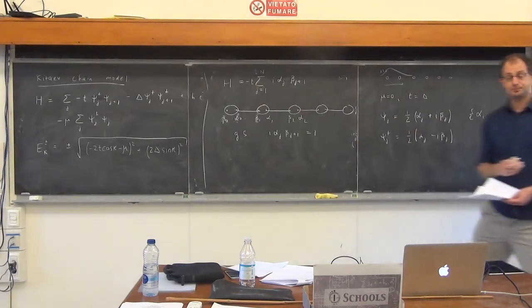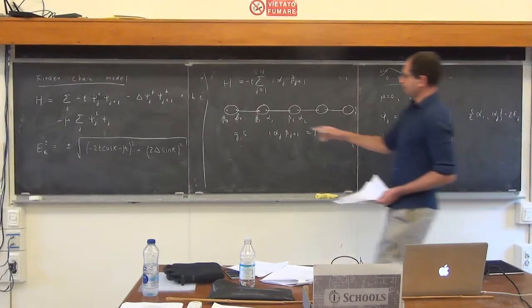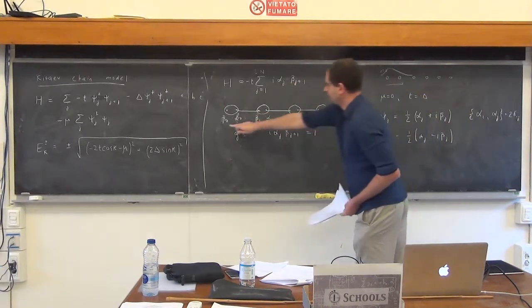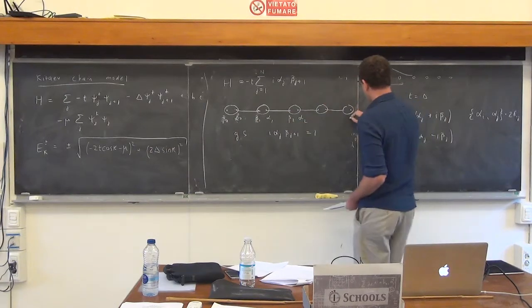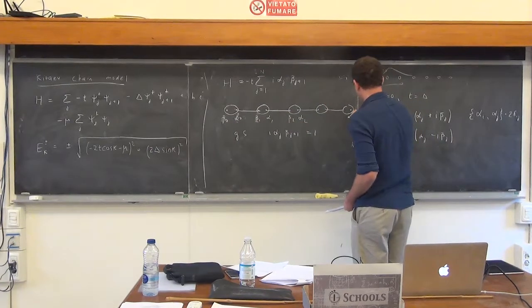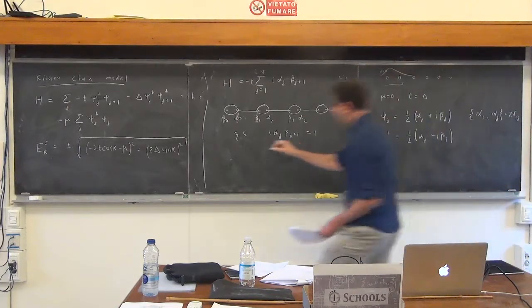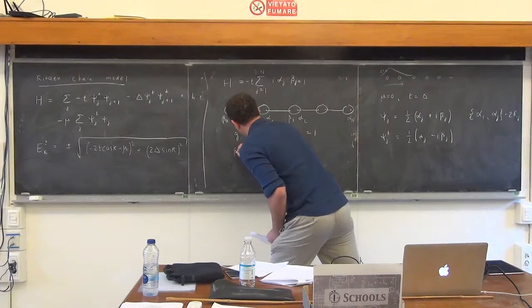That's the ground state. And you notice that there are 2 operators that never appear in the Hamiltonian. There's a beta naught, and there's the last alpha n. So these 2 operators actually commute with the Hamiltonian.